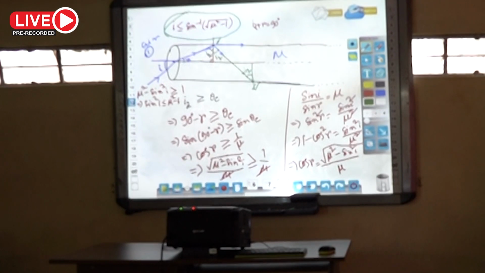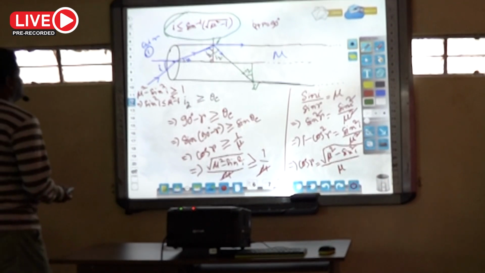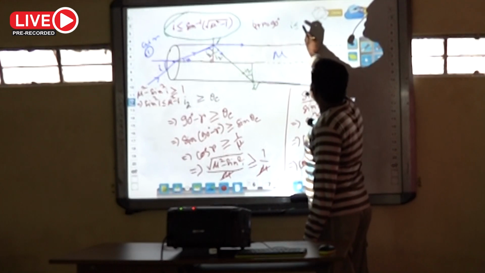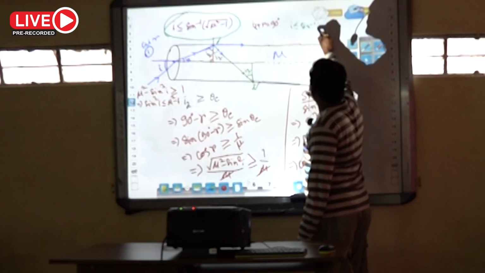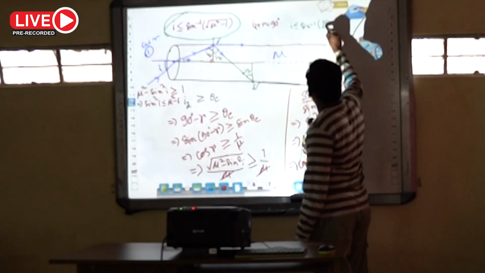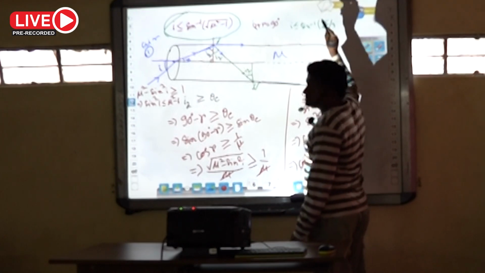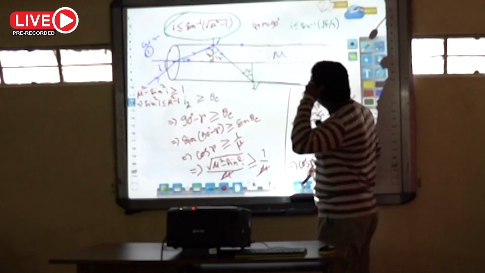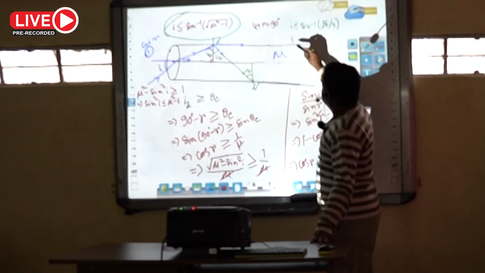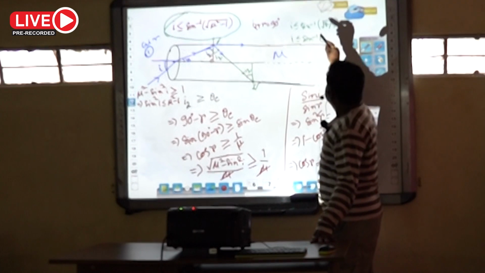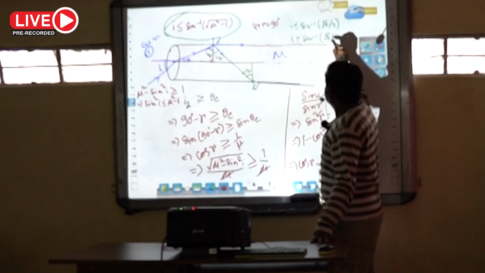What is coming for water? Sin inverse of root 7/3. For water, I is less than or equal to sin inverse of root 7/3. 3 is outside the root. And for glass, sin inverse of root 5/2.